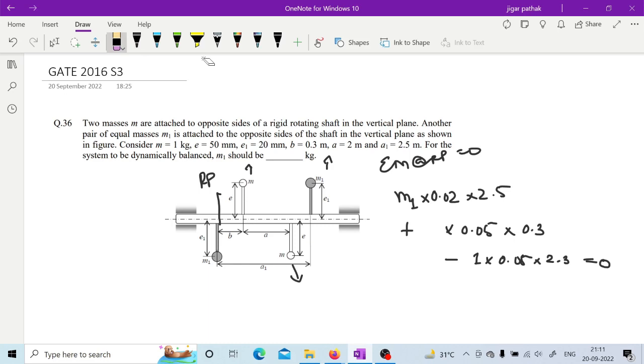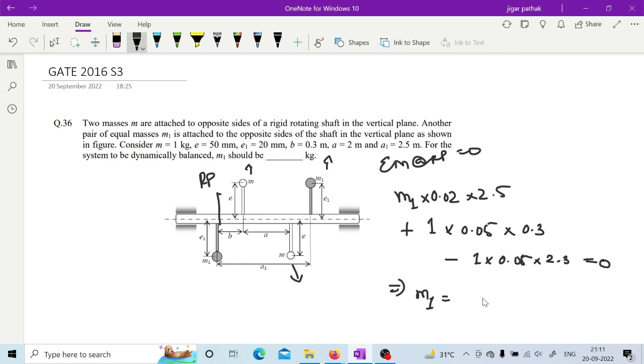Yes or no? Yes. So what is M1? M1 is 2 kg, sir. Yes. So M1 will be 2 kg. So let's go quickly to the next one.